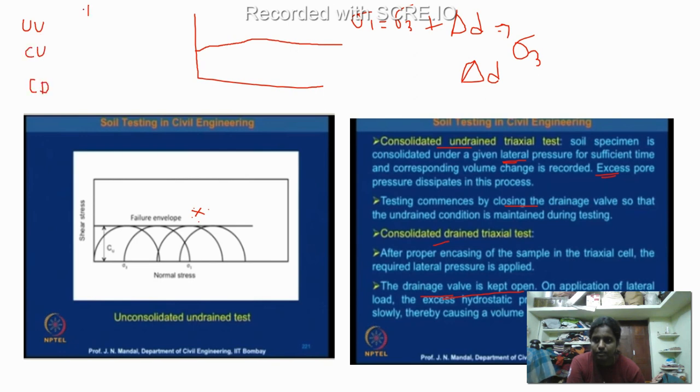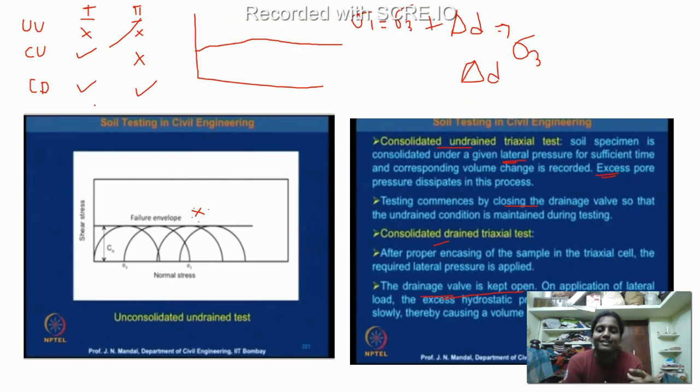If you want to remember it in an easy manner, you can put together a table like this. For GATE I used to do that. This is the first stage, second stage. UU: drainage valve is closed, drainage valve is closed. CU: drainage valve is open, then at the shearing stage, drainage valve is closed. CD: drainage valve is open, open. Simple, you can easily remember it in this manner.